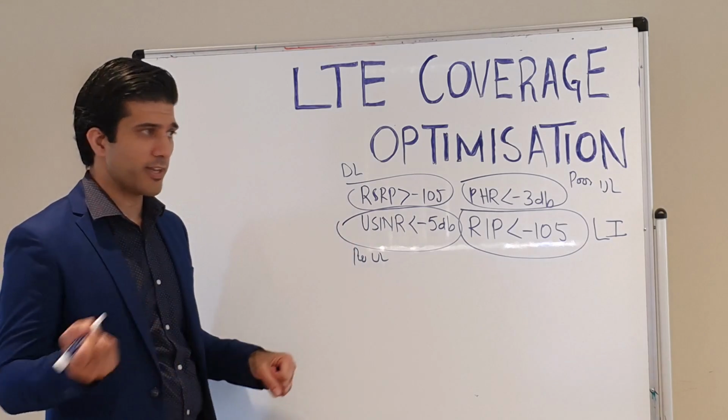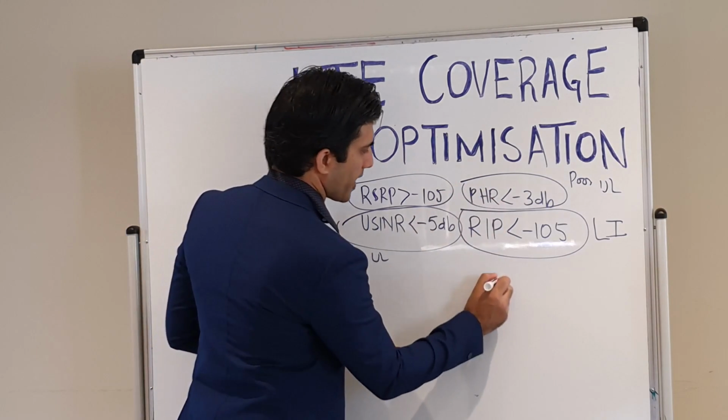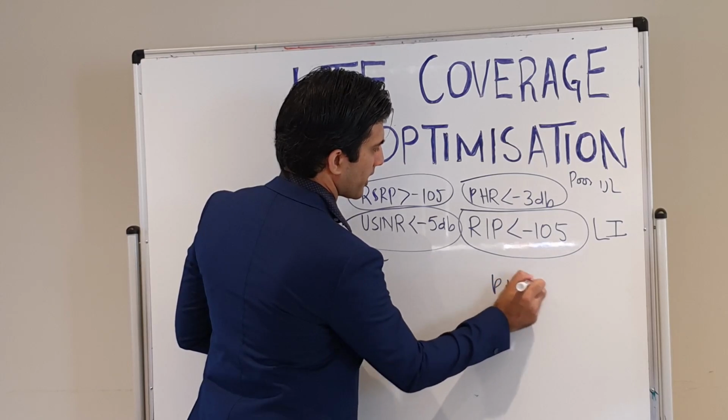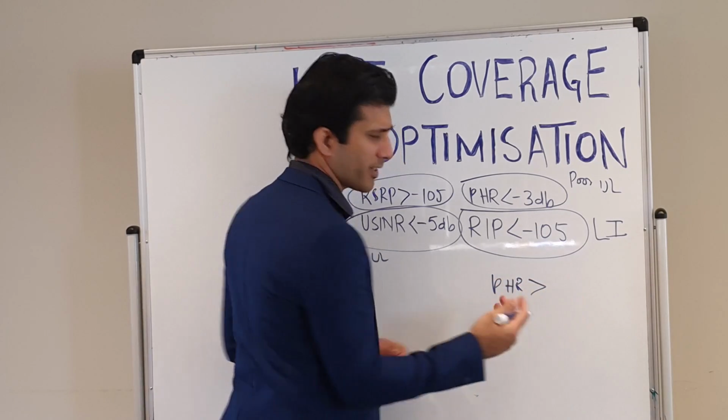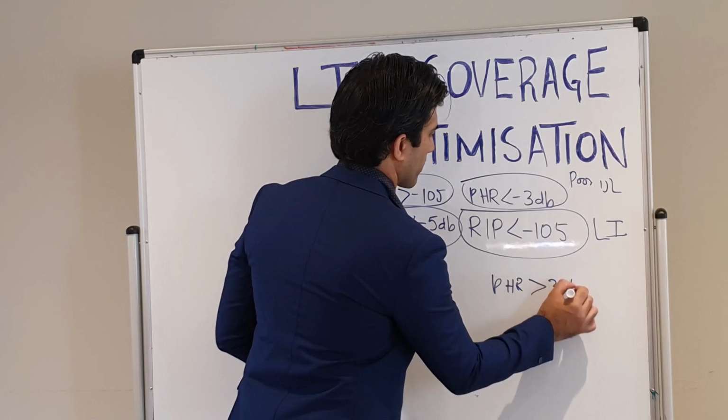Second is your downlink imbalance. Your downlink imbalance comes where your power headroom is greater than, for example, 0, or it can be greater than 3 dB.